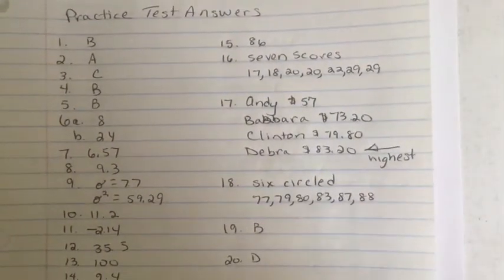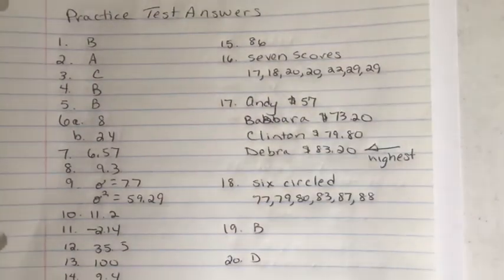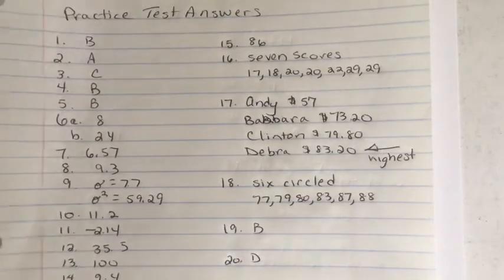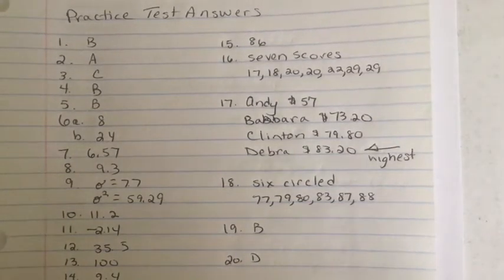15 is 86. Now number 16, it asked you how many scores fit that range. It was 7. So the answer is 7, but I went ahead and listed the 7 values just in case you answered it that way. On 17, I believe it wanted to know who had the greatest or the highest number of dollars raised. So the answer is Deborah, but I do have the 4 values here if you would like to check those as well.